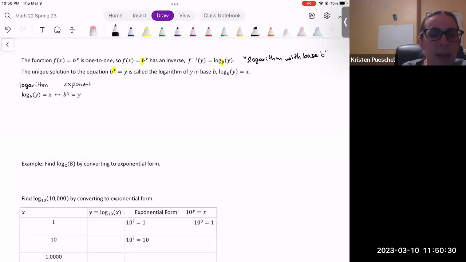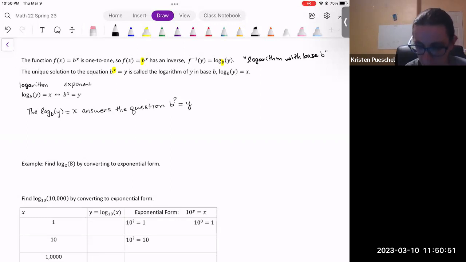And the logarithm really answers the question, b to the what gives me y? So the output of the logarithm is this exponent.